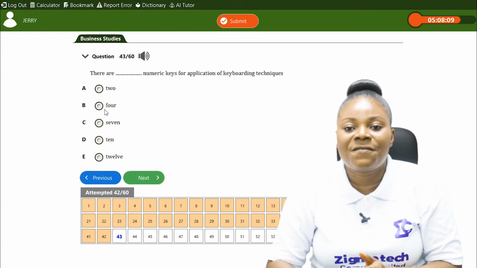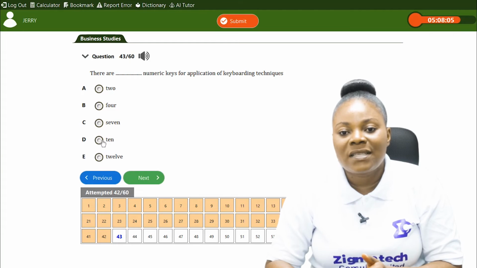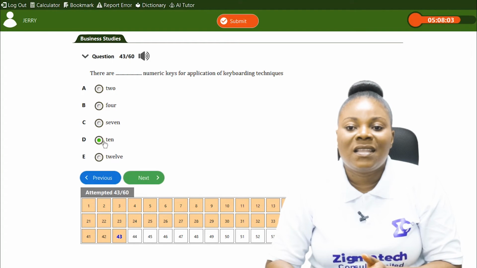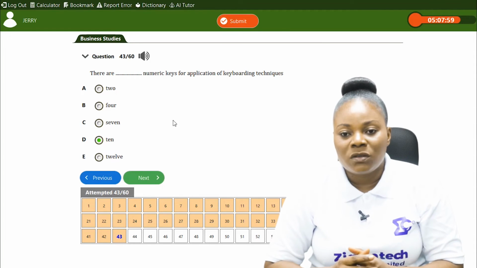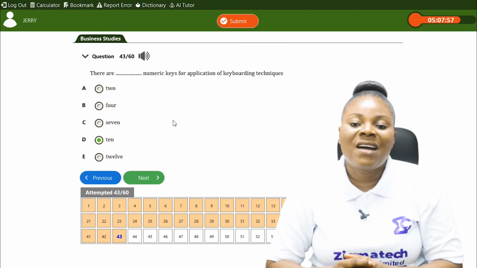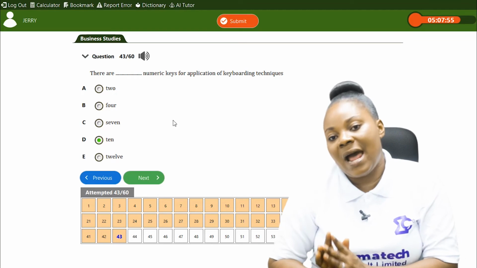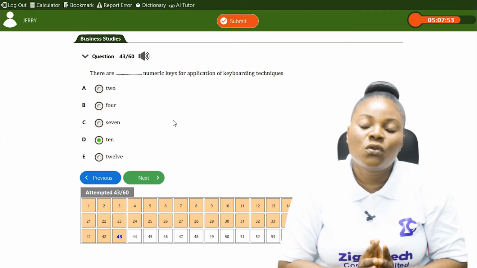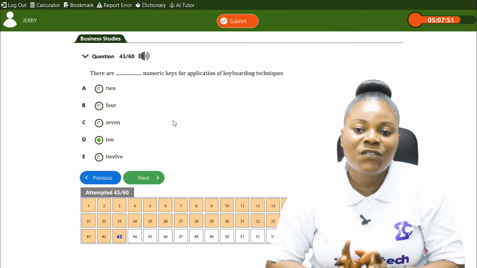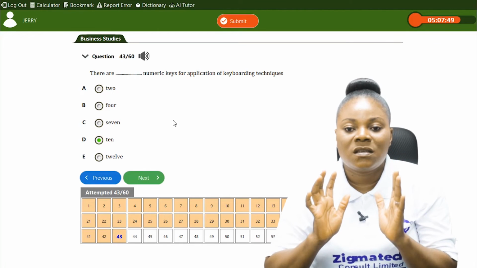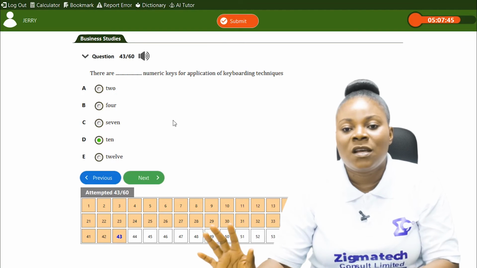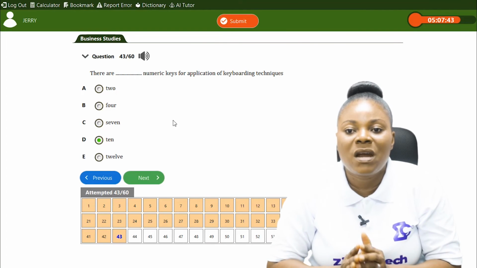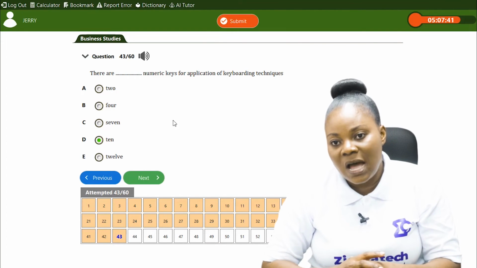Is it 2? Is it 4? Is it 7? Is it 10? Is it 12? The correct answer is 10. There are 10 numeric keys on the computer keyboard. Why is it 10? You have number 0 to 9. Number 0 to 9 gives you 10 keys. 0, 1, 2, 3, 4, 5, 6, 7, 8, 9. Altogether, you have 10 numeric keys on the computer keyboard.